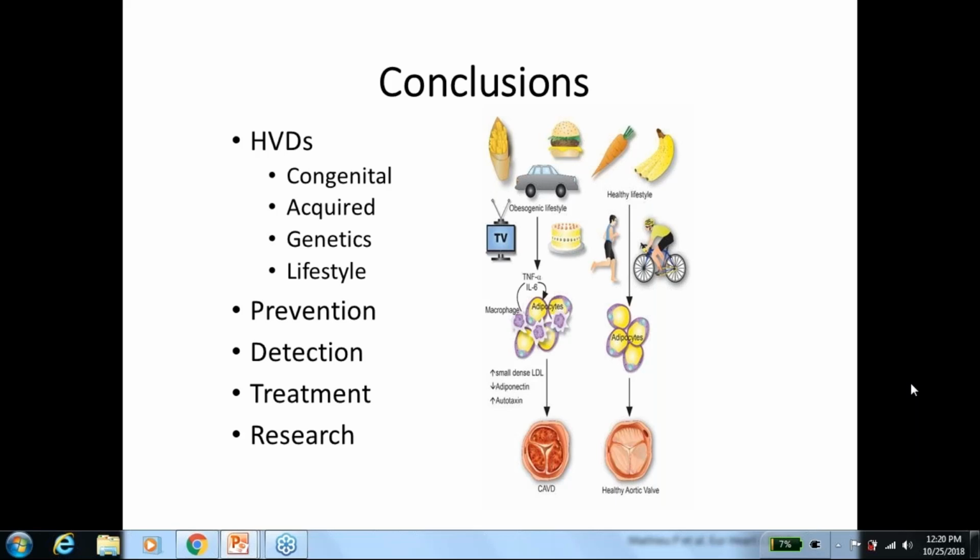Detection measures are easy with echo, which is a non-invasive procedure. And treatment modalities so far are either surgical or by transcatheter approach. However, ongoing research suggests that some treatments, medical treatment, could be developed in the next following years in order to treat or to prevent the development of some heart valve disease.